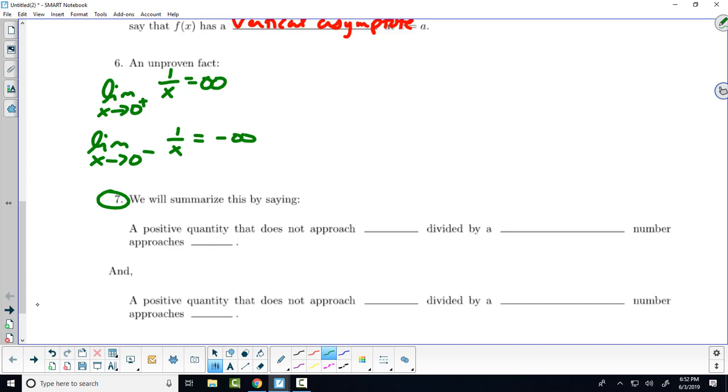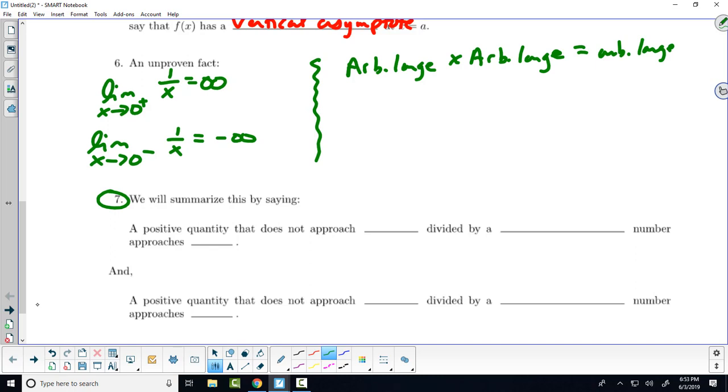I'm going to do something a little dangerous here. Let me write it out. An arbitrarily large number times an arbitrarily large number is what? Another arbitrarily large number. For that reason, this is a fact that is really just summarizing what I put above it.